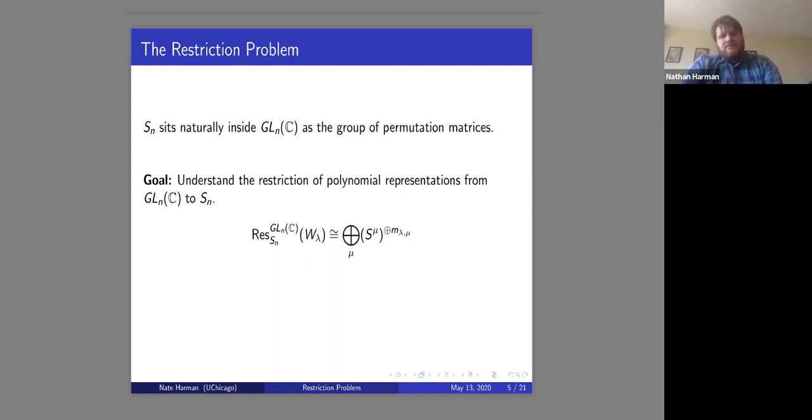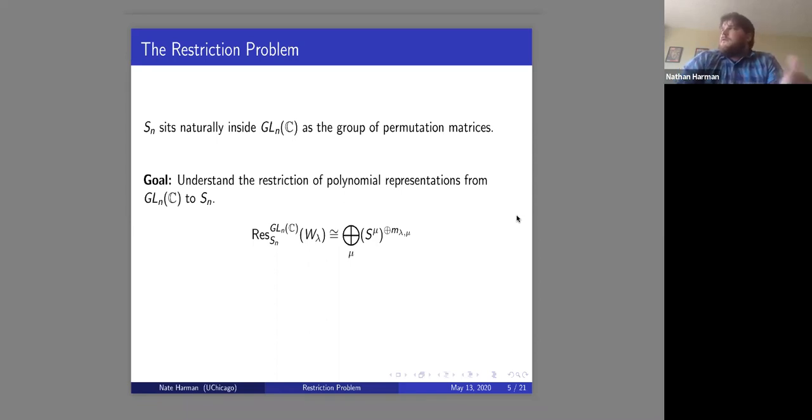All right, so then what is the problem? The problem is I want to understand the restriction of polynomial representations from GL_n to this group of permutation matrices. Right, so I can take my irreducible Weyl module for GL_n and I can restrict it to the symmetric group, and then I can decompose it as a direct sum of irreducible symmetric group representations. And I sort of wrote this goal in vague terms because that can mean a lot of things.